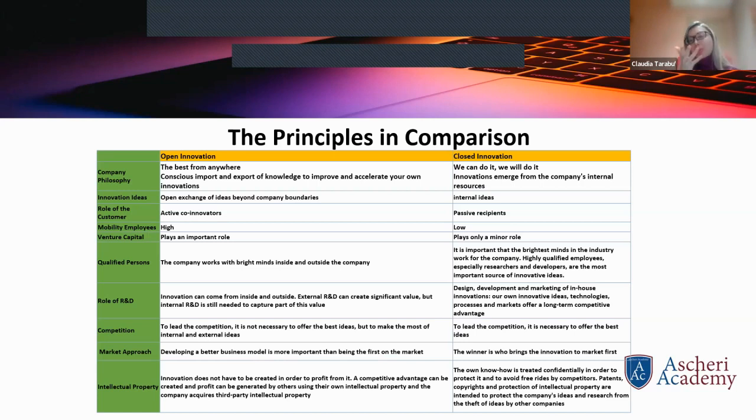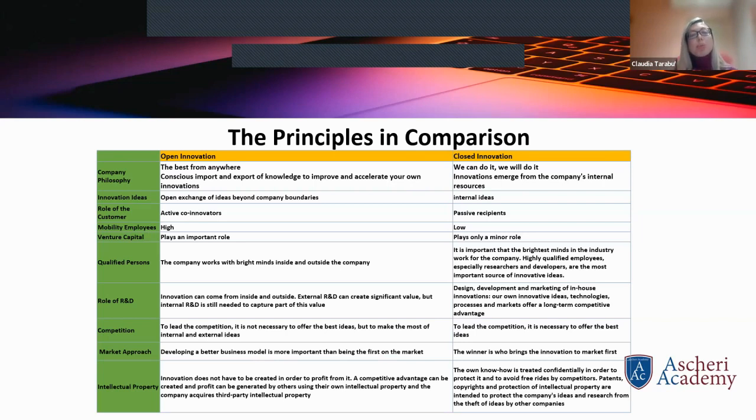So we can read some lines in order to have a rough idea of this comparison. For open innovation, we have a conscious import and export of knowledge to improve and accelerate our innovation processes, our innovation products, for example. We have an open exchange of ideas beyond the boundaries of the company. We have active co-innovators as intended for customers. We have a high degree of mobility among employees.